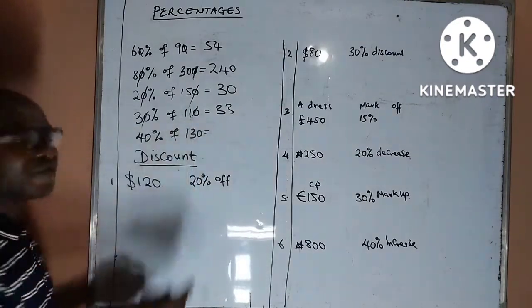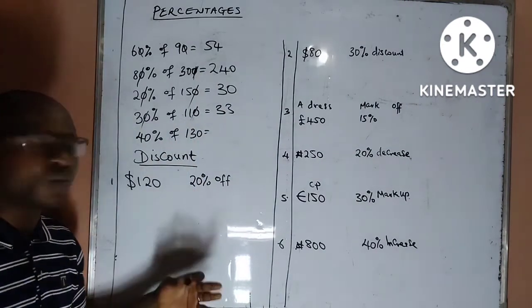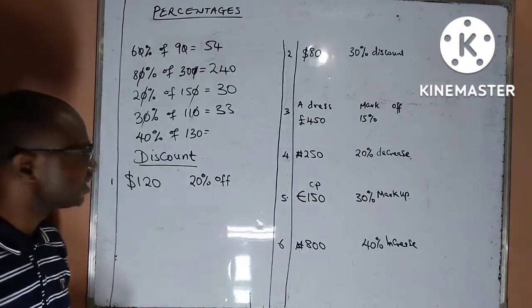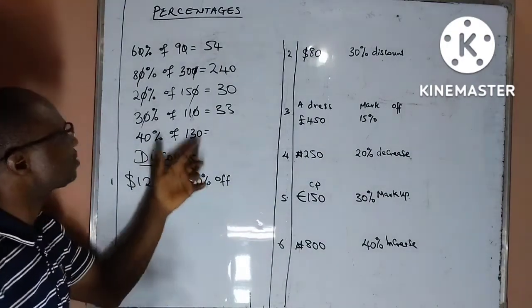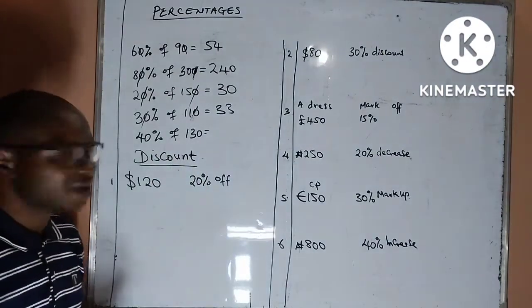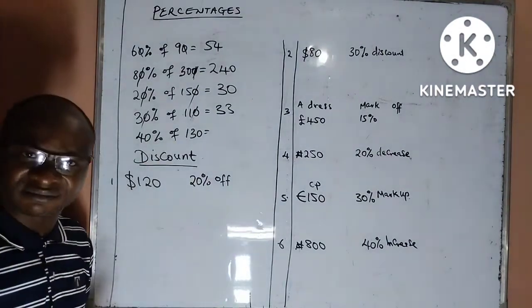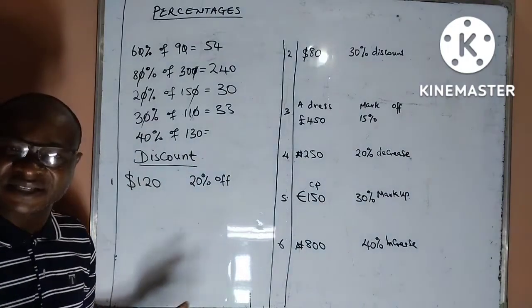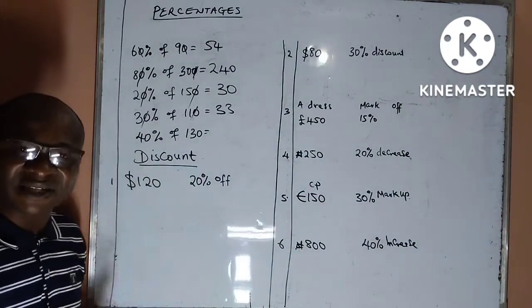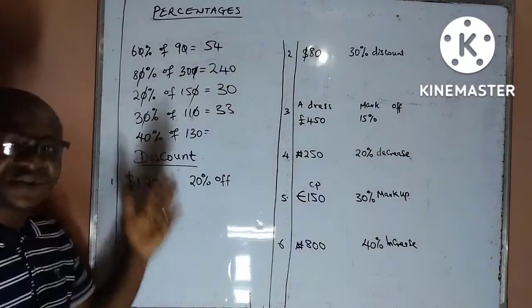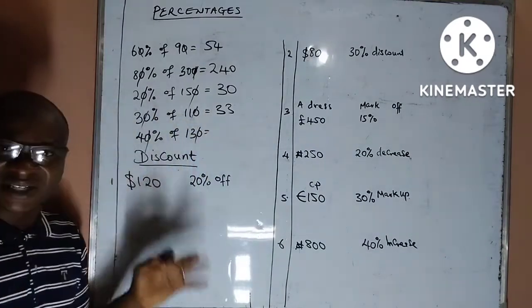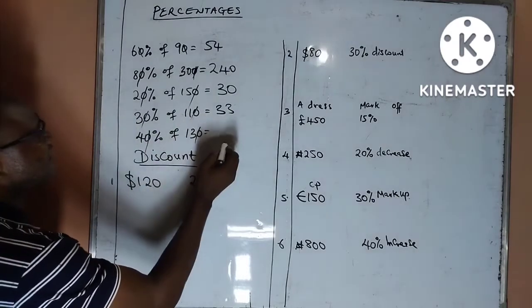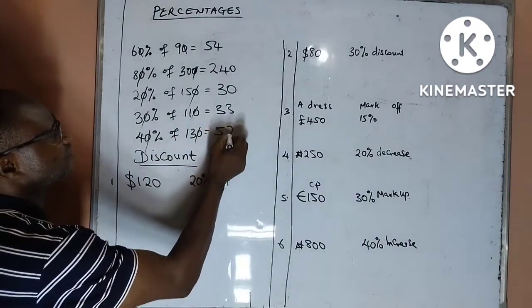What is 40% of 130? It can be 130 million. It can be 130 pounds. It can be 130 euro. It can be 130 naira. It can be 130 centimeters. It can be 130 meters. It can be any unit, but the percentage application is still the same. So 4 times 13 will give me 52.